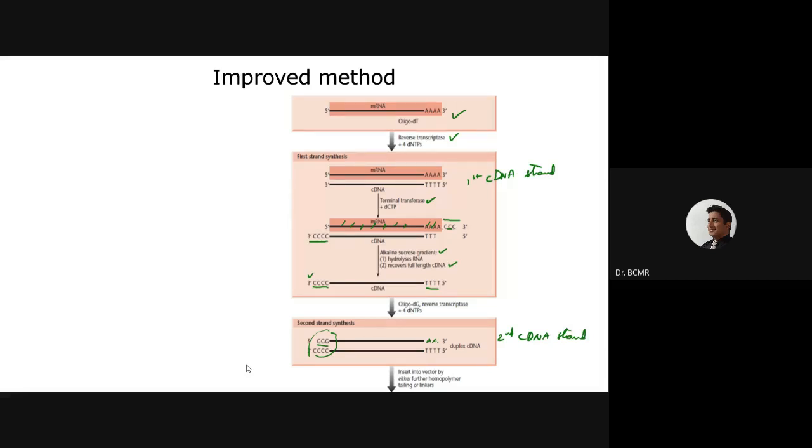Okay. So quickly, in this method, what they did is to avoid using S1 nuclease for the synthesis of the second strand. But then it is very difficult to know what this sequence is. So what they have done is they've added terminal transferase and dCTP. So now we have C. Previously we didn't know what sequence is here, but now after treating with terminal transferase, we know what sequence is here. Because we know that it is poly C, we can add a poly G primer and allow the synthesis of the second cDNA strand. Okay.